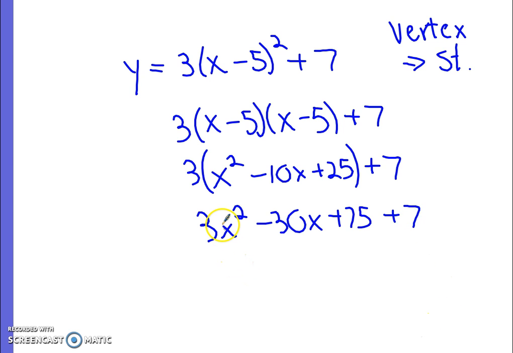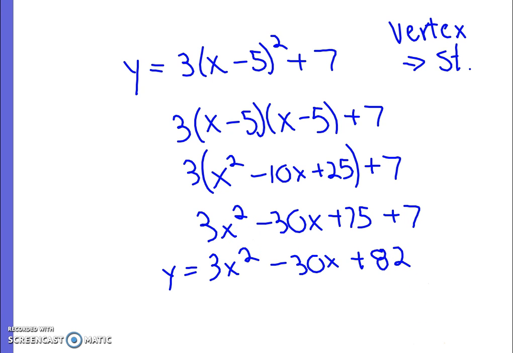Okay? So step 1 was to square the binomial. Step 2 is use the distributive property. And step 3 is we're going to combine these two things because they're both single numbers. They don't have x squared or x on them. So we'll end up with y equals 3x squared minus 30x plus 82.